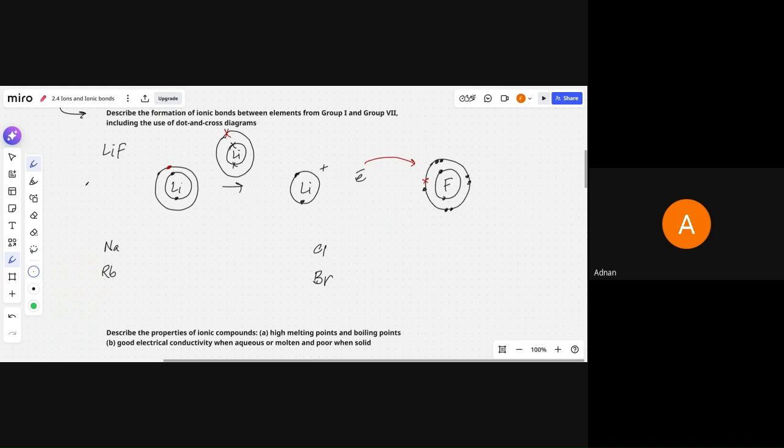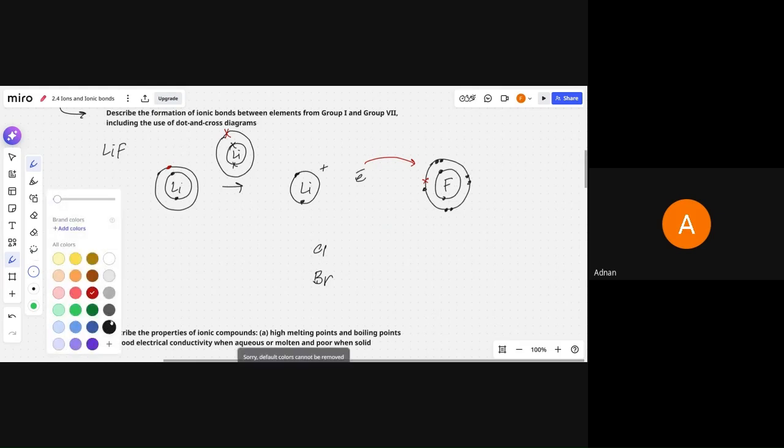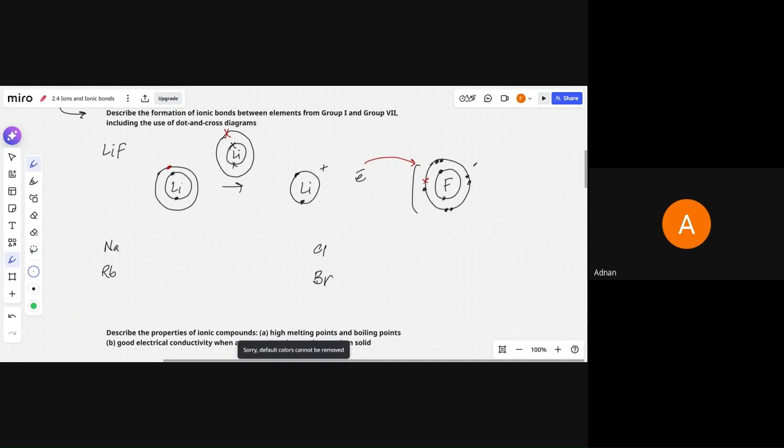And I forgot to add a negative charge here surrounding fluorine, right? Like this. Now you can see that these are oppositely charged particles. We have a cation of lithium and an anion of fluorine. Since they are oppositely charged, they will be attracted strongly by the electrostatic force of attraction. And this is basically how ionic bonds are formed.